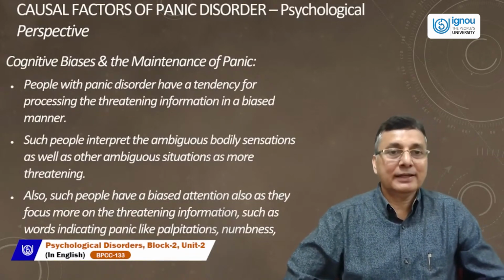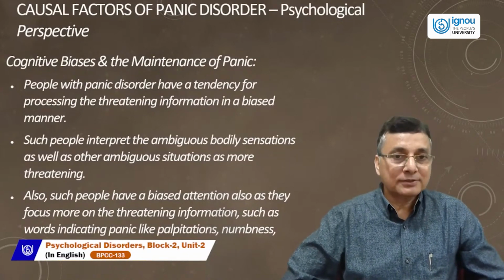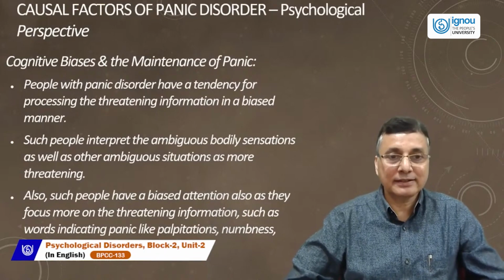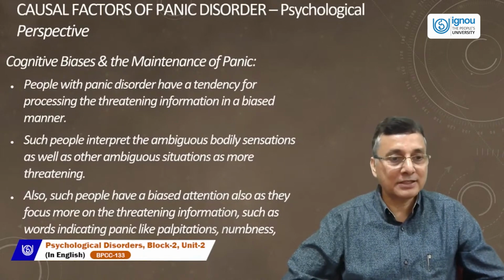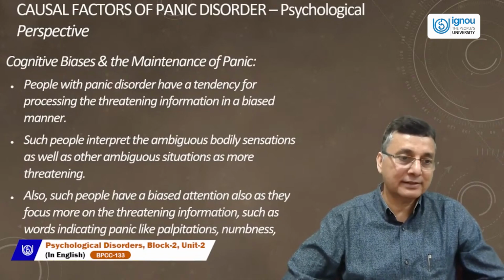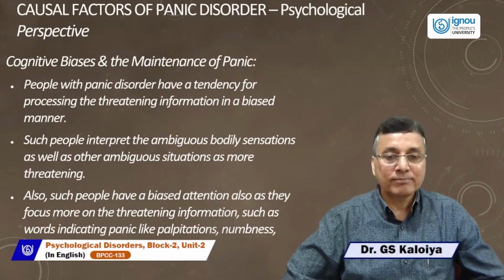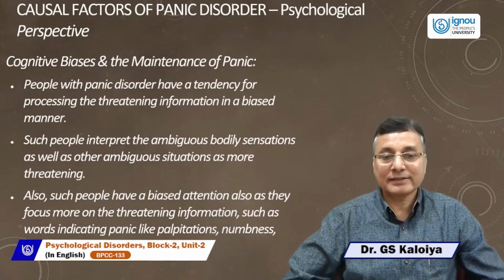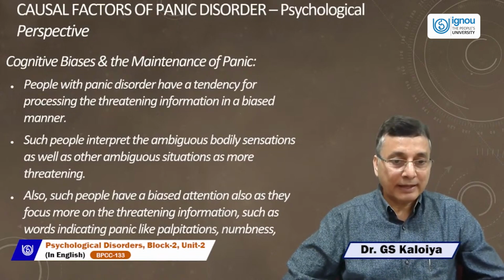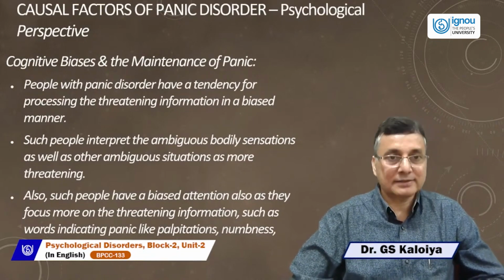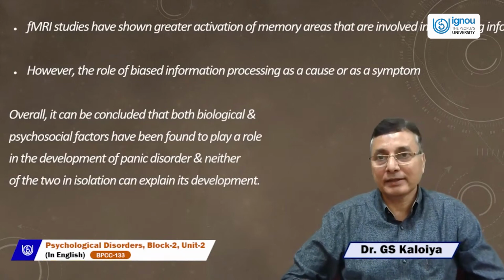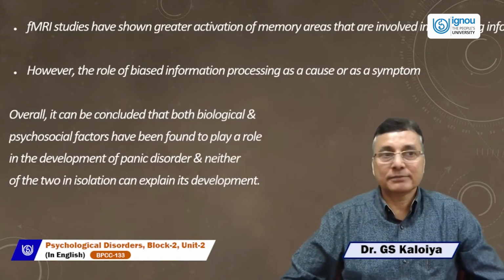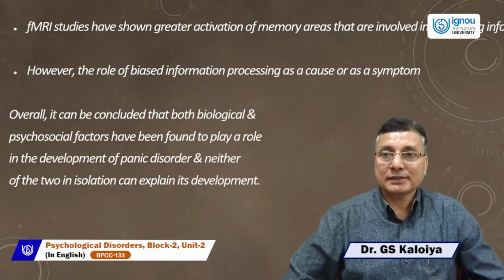Coming to cognitive biases and the maintenance of panic. People with panic disorder have a tendency to process threatening information in a biased manner, as we have already discussed. Such people interpret ambiguous bodily sensations as well as other ambiguous situations as more threatening. Also, such people have biased attention, as they focus more on threatening information, such as words indicating panic like palpitations, numbness, fainting, etc. fMRI studies have shown greater activation of memory areas that are involved in processing information. However, the role of biased information processing as a cause or as a symptom remains unclear.